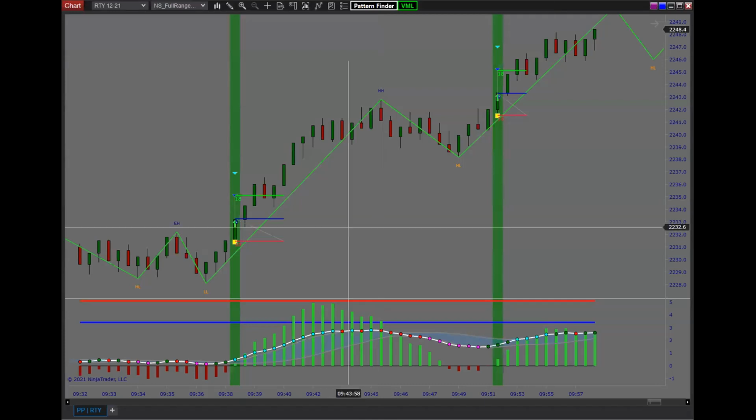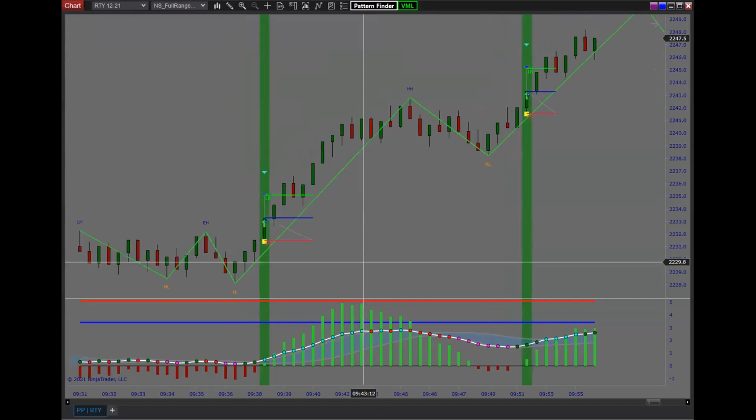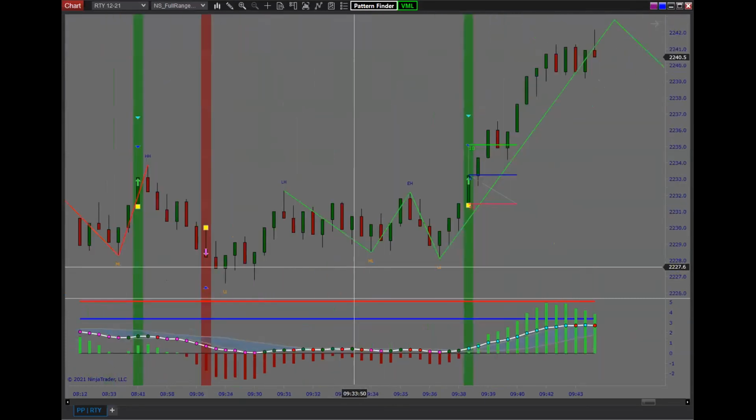All right, so this is a chart of the Russell, RTY. This is a range chart. I just pulled up this because I trade a range chart. That's my confession. Some people hate range charts and I don't, so I trade range charts. But here's the signals from today.